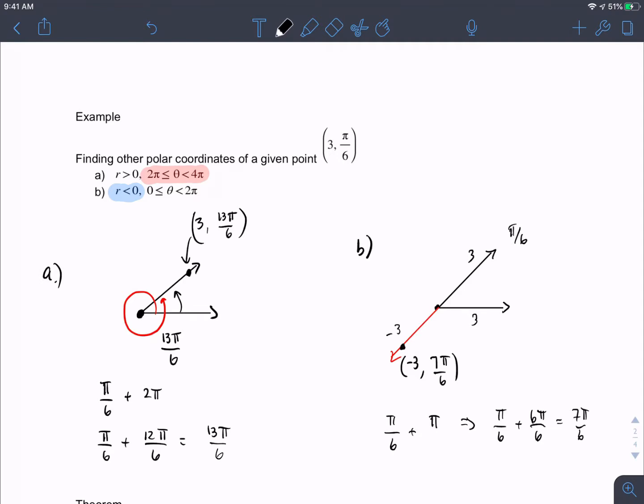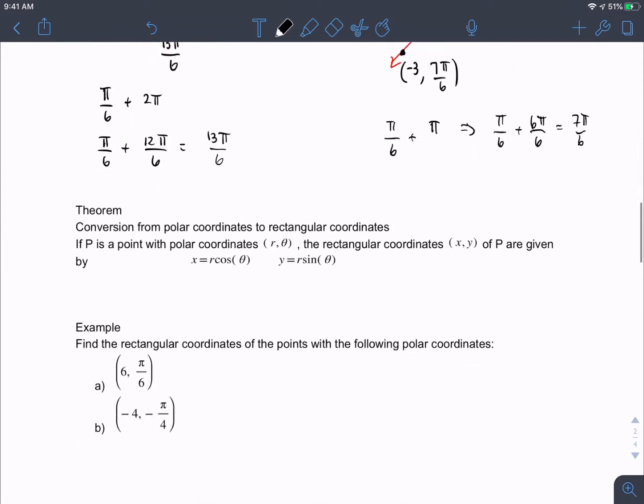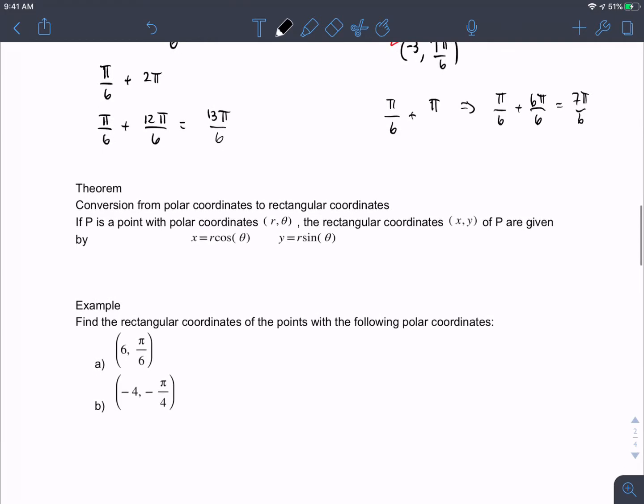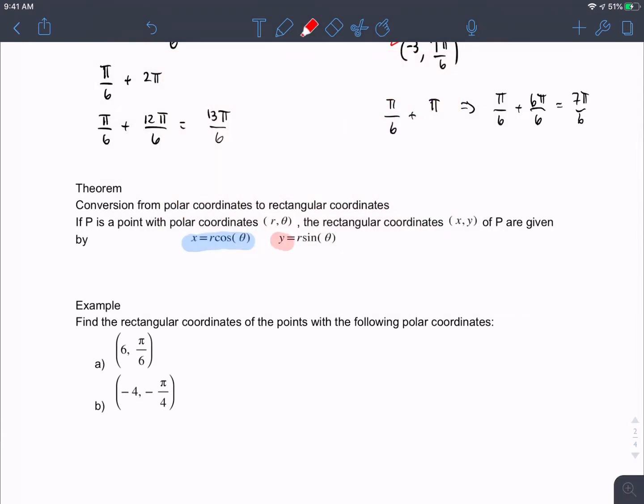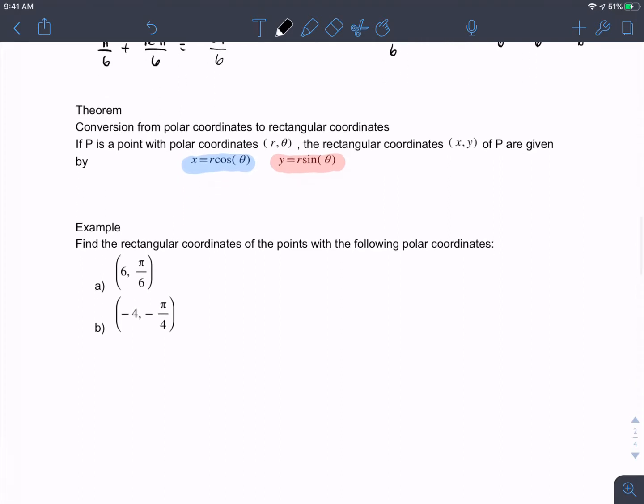Okay, here's a theorem that we're going to be using. The critical piece to it is x is equal to r cosine theta and y is equal to r sine theta. We're going to be using that in order to be able to convert. And so here's a quick example that's going to use that information. And so here it is.